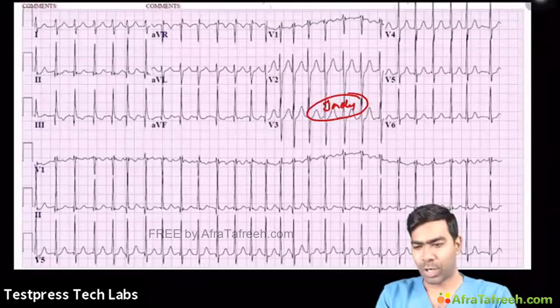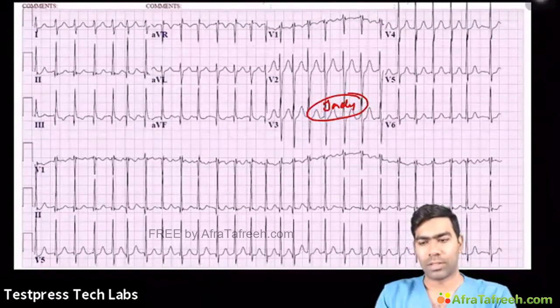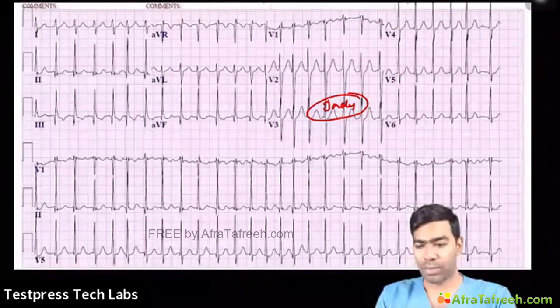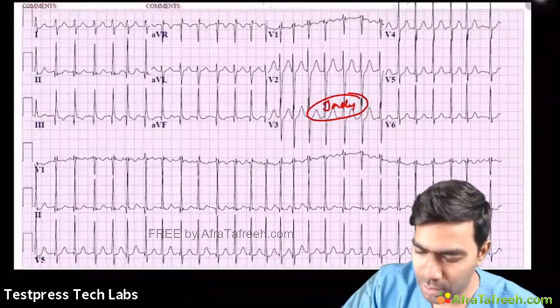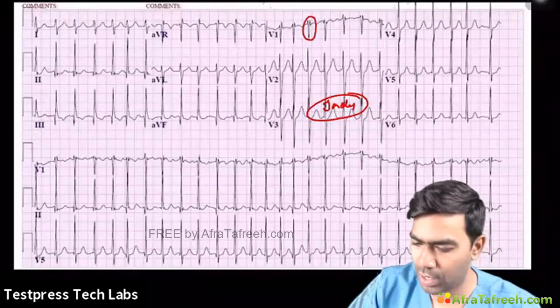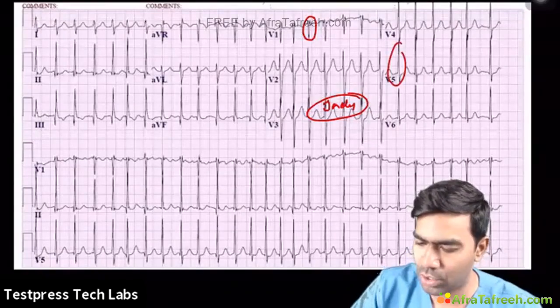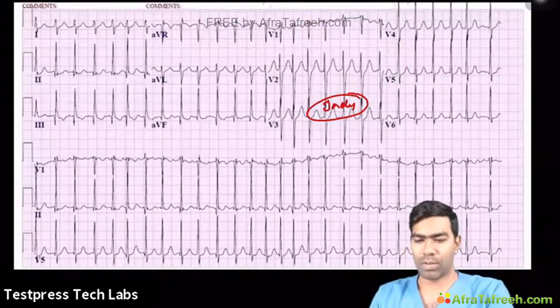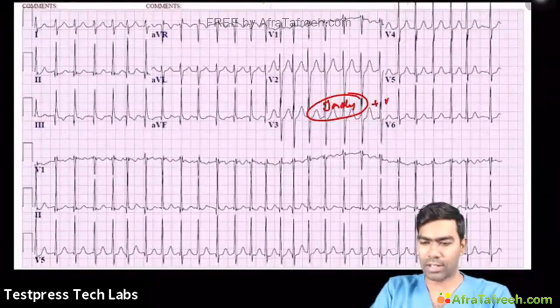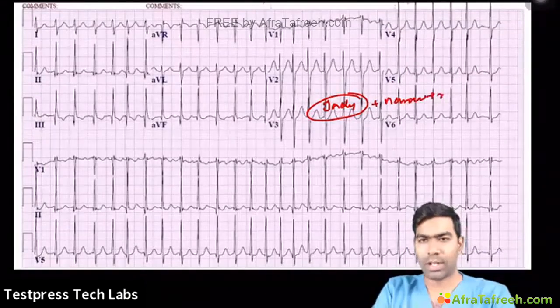Next, what about the rhythm? Rhythm is regular or irregular? What is the complex? Narrow complex or wide complex? Of course, it's a narrow complex. It cannot be a wide complex because if you see in V1, it's definitely narrow. And if you see in many other leads, it's surely narrow. So, okay, tachycardia, narrow complex, regular or irregular rhythm?